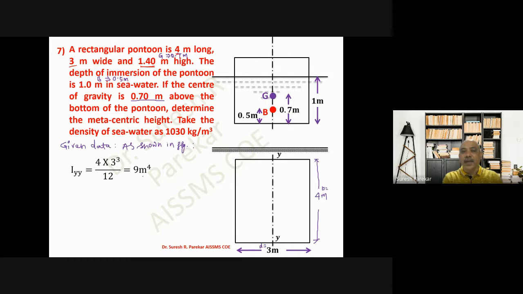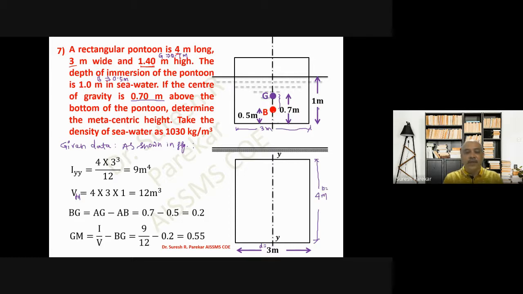Then we have to find the volume of liquid displaced. So I can mention it as VFD, and that will be equal to, so now we have 4 meter by 3 meter, that is my area, and depth of immersion is 1 meter. So this we have 3 meters, and our length is perpendicular to this, which is 4 meter. So we have 4 into 3 into 1, VFD will be 12 meter cube. Now BG we can find very easily. That is 0.7 minus 0.5, and that will give me value of BG.